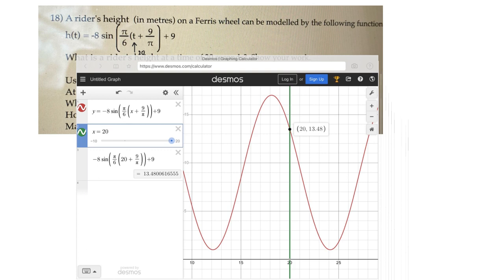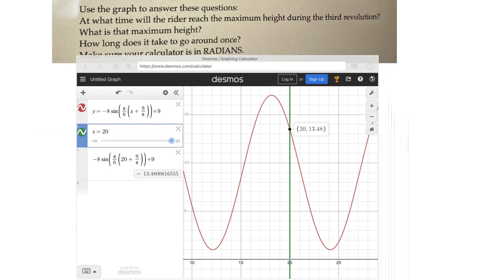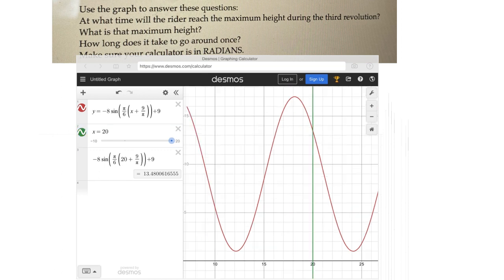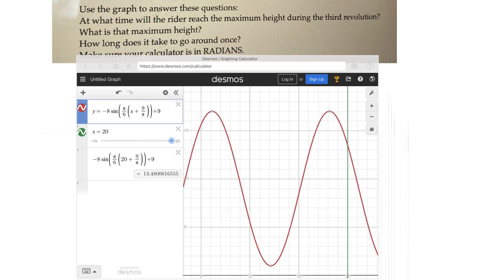Let me see what their questions are here. So at what time will the rider reach the maximum height? So if I look at the graph, the maximum height is right up there. So the maximum height is 17. Well, that's the next question. And that happens at 6.135 seconds. So right there, or at 18.135 seconds, etc.